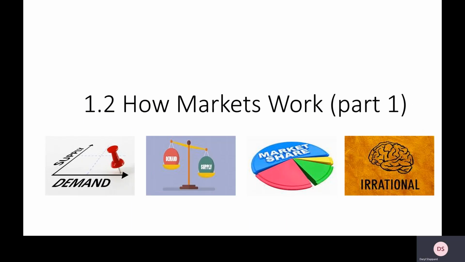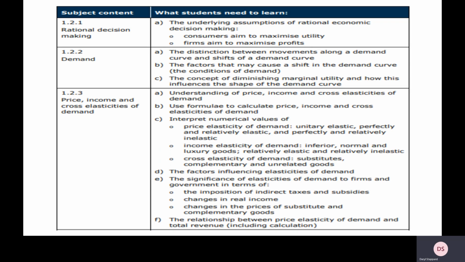Hello everybody and welcome to this theory video which is looking at theme 1's 1.2. So we're looking here at how markets work. Now the bit of the specification which we will be looking at in this video is 1.2.1 rational decision making and 1.2.2 demand. 1.2.3 will come later once we finish looking at these first two. So 1.2.3 will be in a future video.